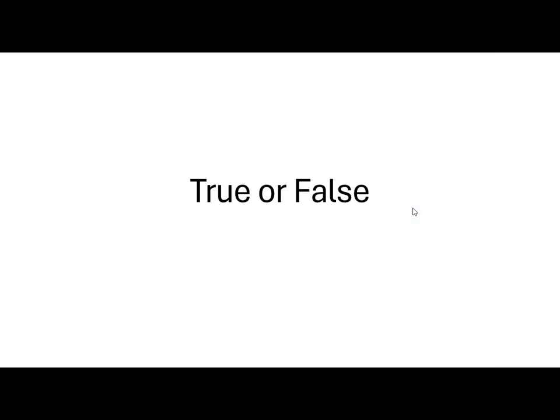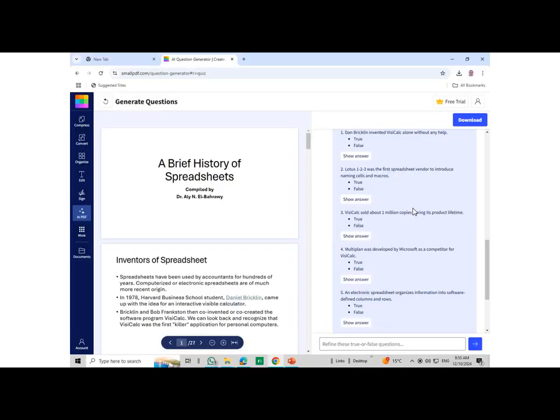Here are 5 questions. Then I generated a different type of questions, true or false, from the same text from the same PowerPoint that is converted to PDF, and I was able to get. The first question says Dan Bricklin invented VisiCalc alone without any help, and of course the answer is false, because he got the help of a friend.